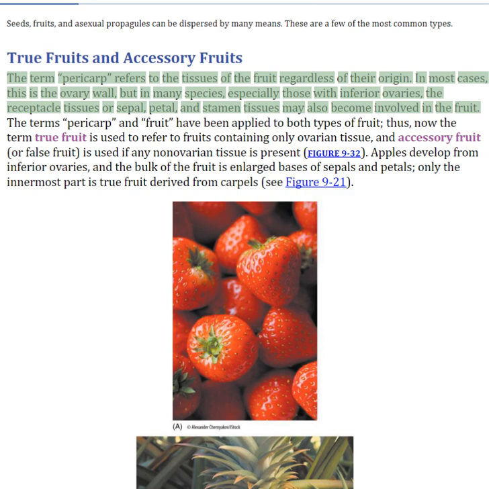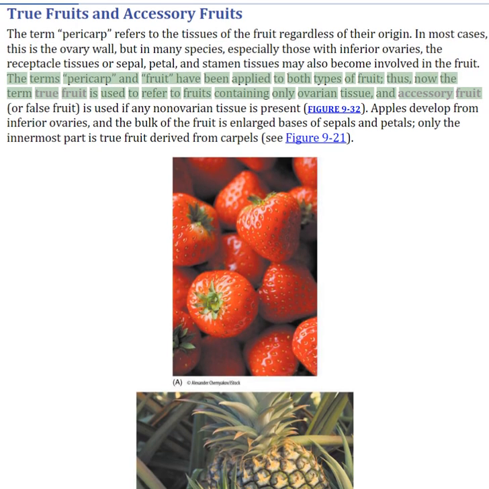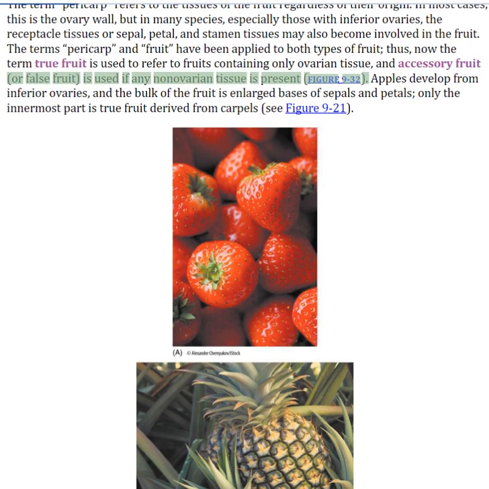The term pericarp refers to the tissues of the fruit regardless of their origin. In most cases, this is the ovary wall, but in many species, especially those with inferior ovaries, the receptacle tissues or sepal, petal, and stamen tissues may also become involved in the fruit. The terms pericarp and fruit have been applied to both types of fruit. Thus, now the term true fruit is used to refer to fruits containing only ovarian tissue, and accessory fruit is used if any non-ovarian tissue is present.